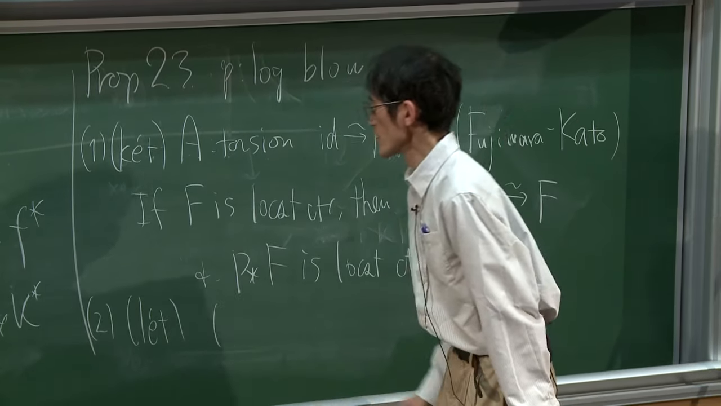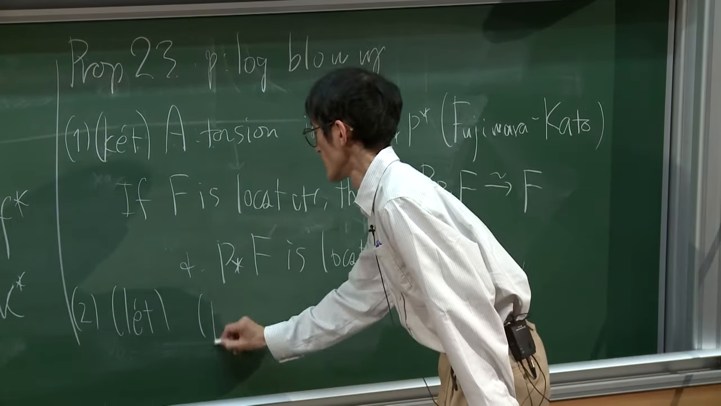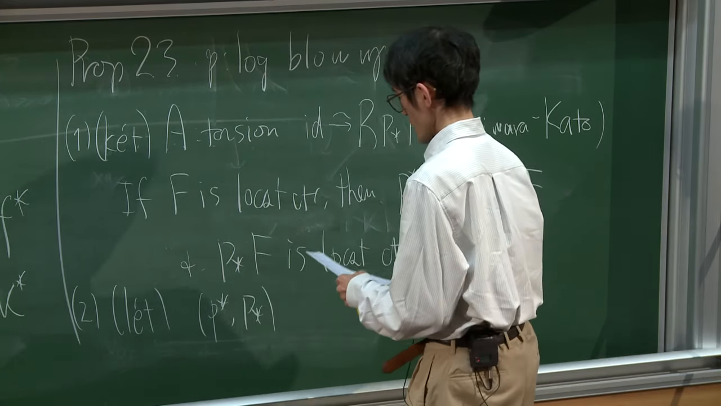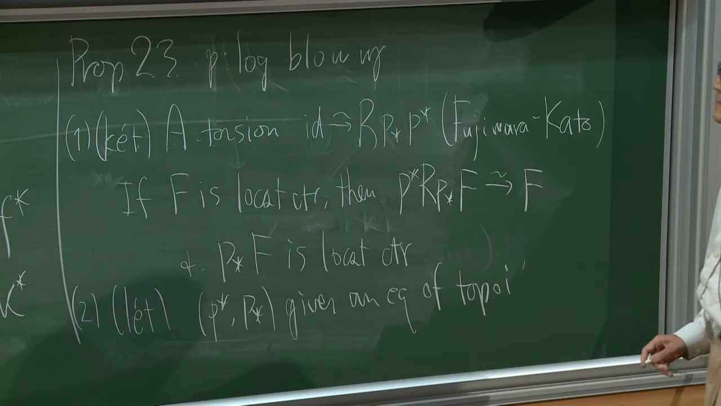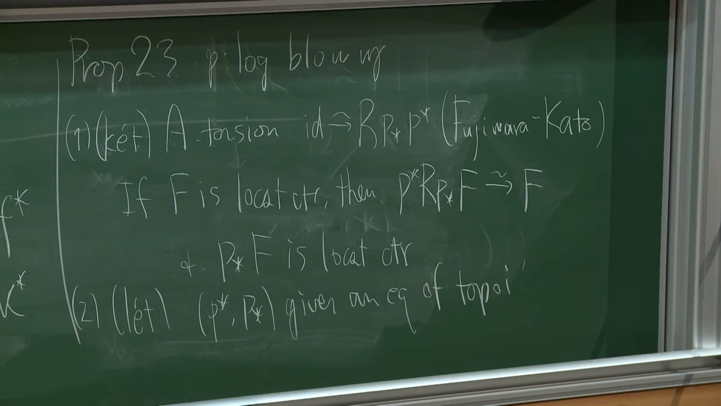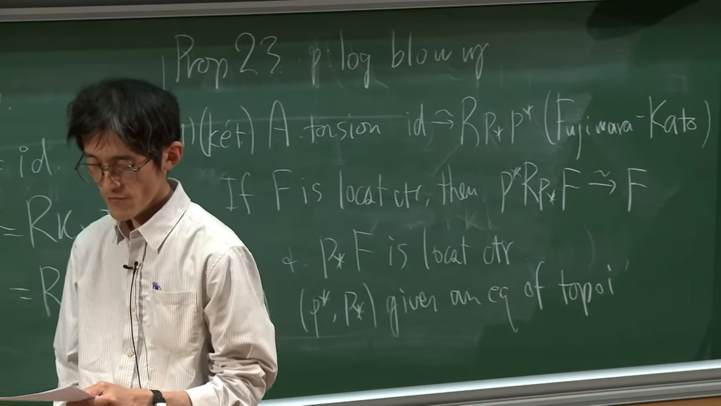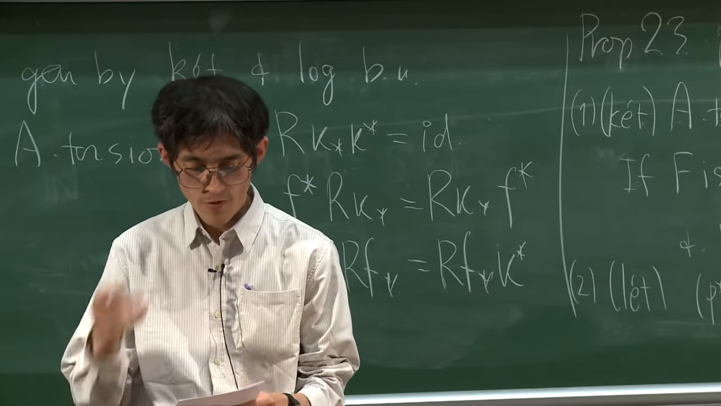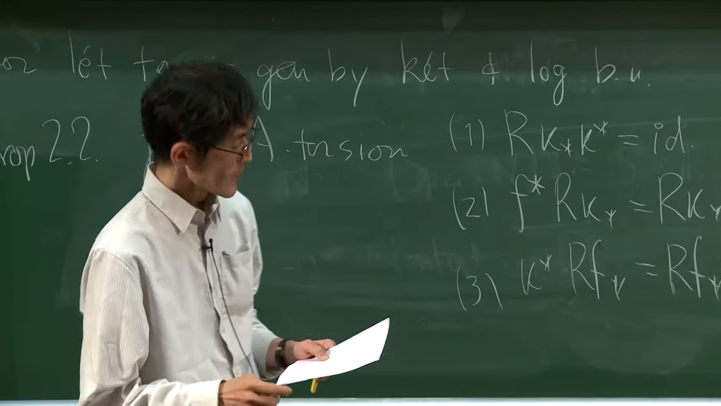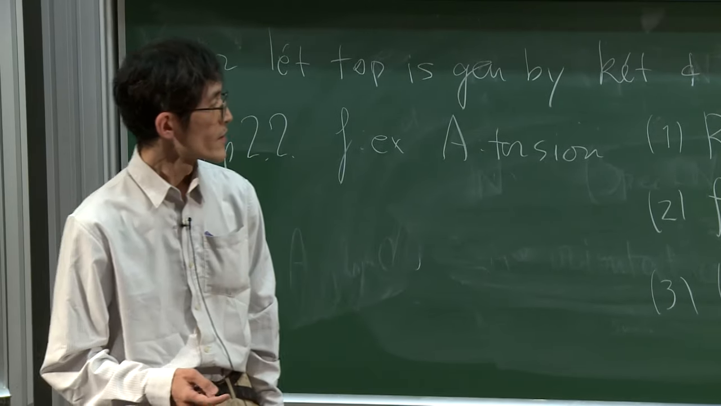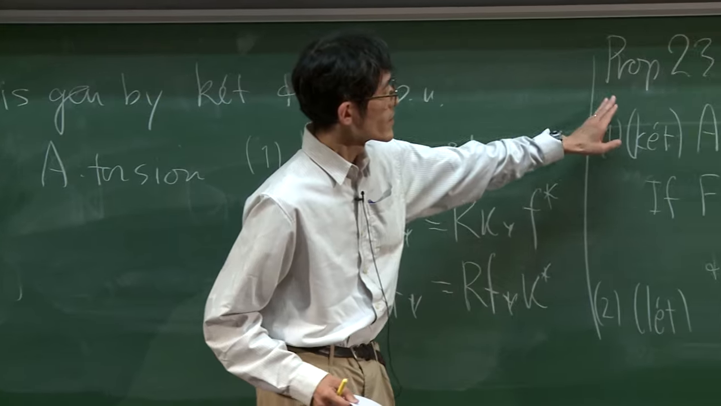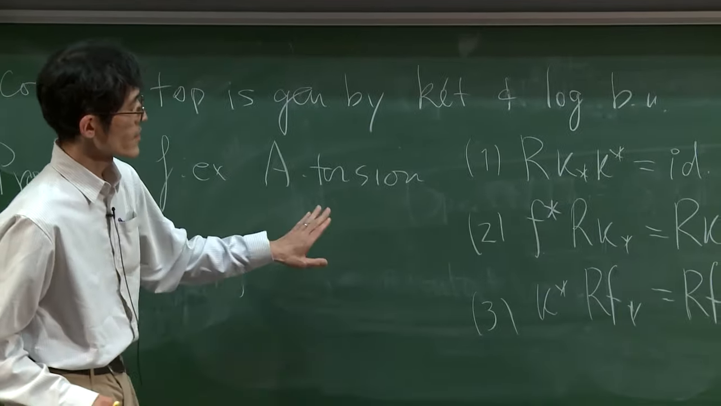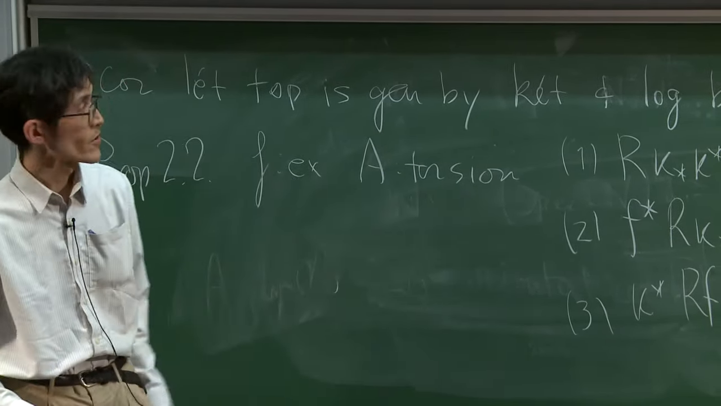And about the full log étale, the situation is much better. That is, this gives an equivalence of topoi. Using these propositions, we can prove various fundamental results explained soon, by going from ket to full and vice versa. By exactifying by log blow up, and under the exactness, we can use this proposition, and so on.